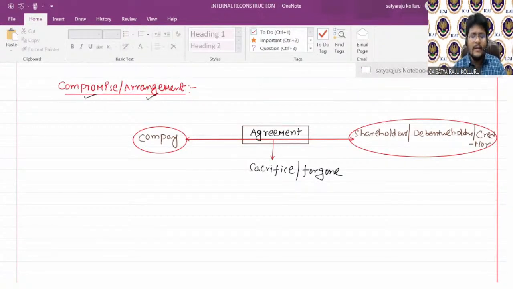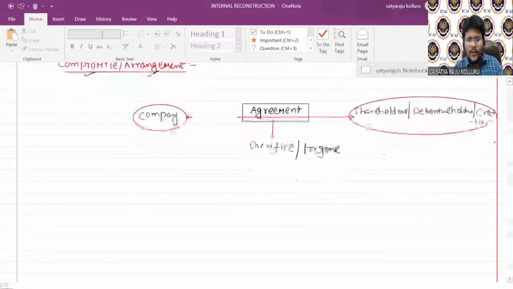Now, at the point of compromise or arrangement, what is the accounting treatment we need to provide, sir? Sir, various compromise or arrangement transactions are going to occur during the process of internal reconstruction. We can't tell it as a thumb rule. There is no specific principle as well. But how we should provide the accounting treatment, the universal principle is only one thing. Whenever the company is getting profit due to such compromise or arrangement agreement, we need to transfer such profit to reconstruction account. That's it.